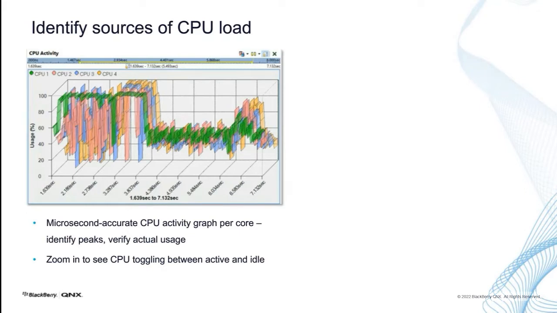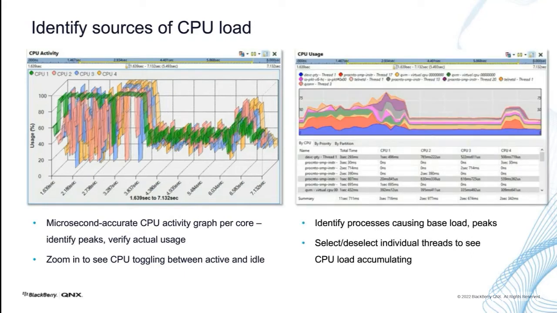This is great for logging during certain use case scenarios, for instance, booting or some advanced feature. You might think your CPU cores are fully loaded, but they are not. Or they are, but not with what you expected. And this is where the next view comes in. It's the CPU usage view here on the right. It shows you exactly who or which process is contributing how much to the total CPU load.